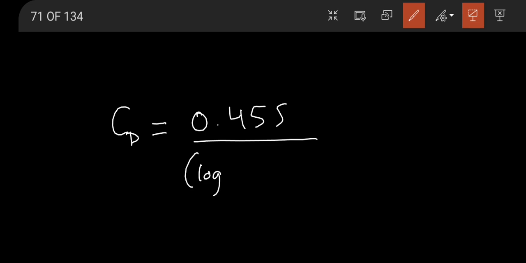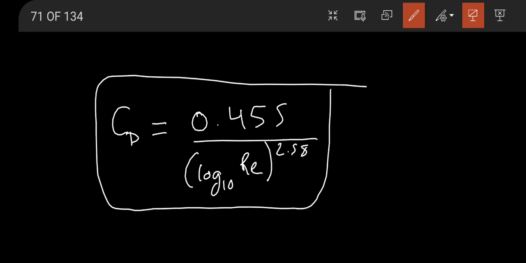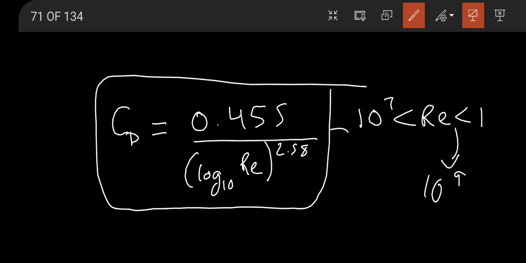Please note down this formula because you will not get it in the PPT. 0.455 divided by log base 10 of Reynolds number raised to 2.58. This is when Reynolds number is between 10 raised to 7 and 10 raised to 9. So when Reynolds number is much higher, you have to use this formula.